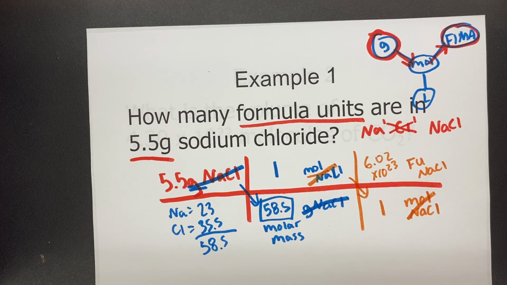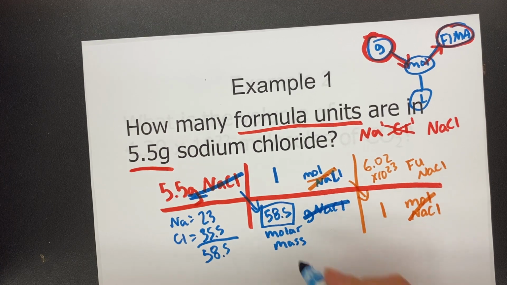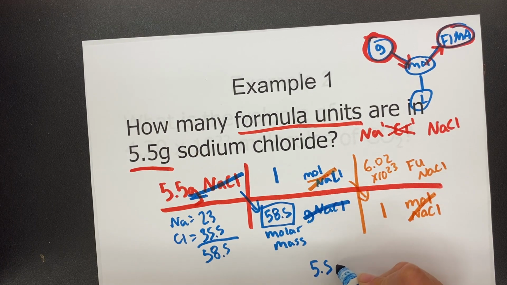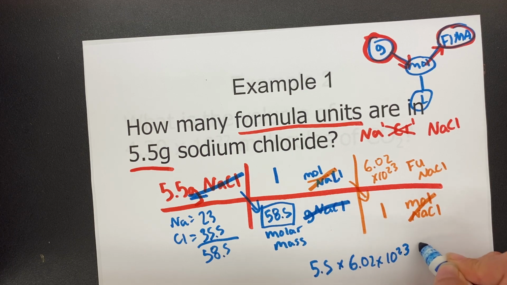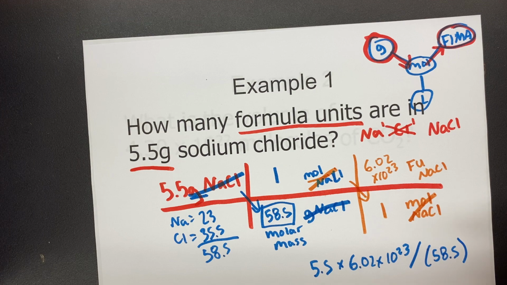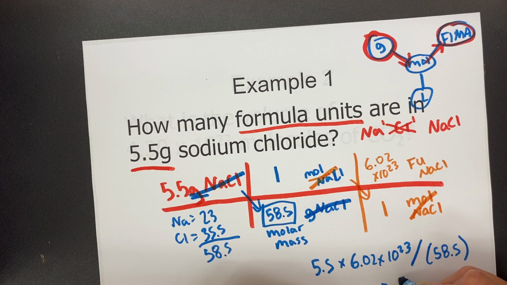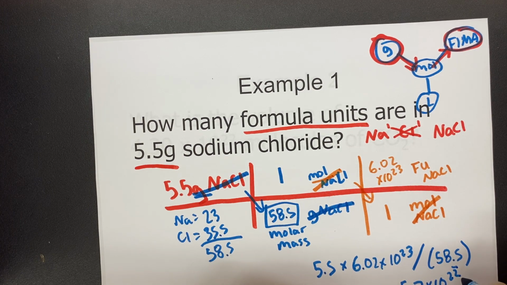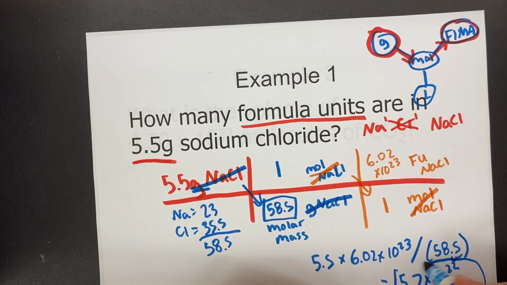So you're going to plug in, multiply the top, divide by the bottom. When you plug this in the calculator, essentially you can ignore the ones. So it's going to be 5.5 times 6.02 times 10 to the 23rd, divided by, I would go ahead and get in the habit of putting the bottom in parentheses. It doesn't matter so much with this example, but it will the next one. Plug that into the calculator, and you get something around 5.7 times 10 to the 22nd formula units of NaCl.